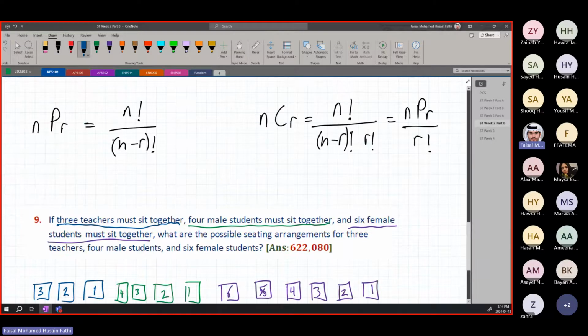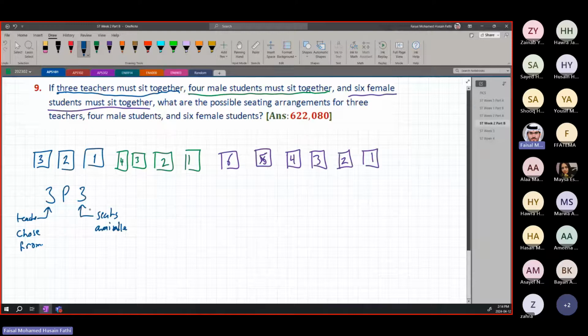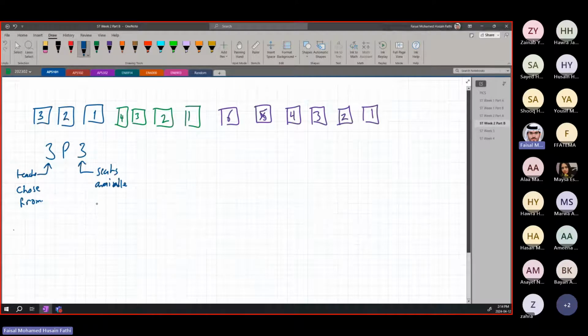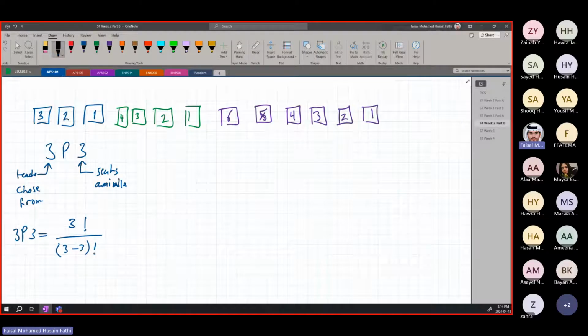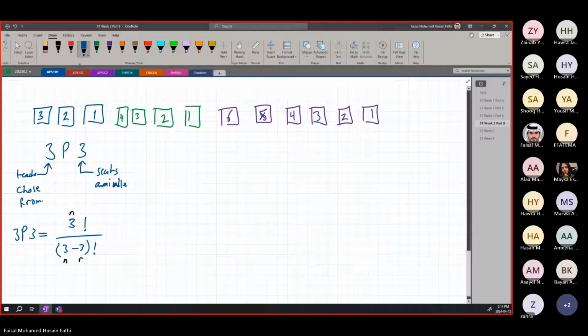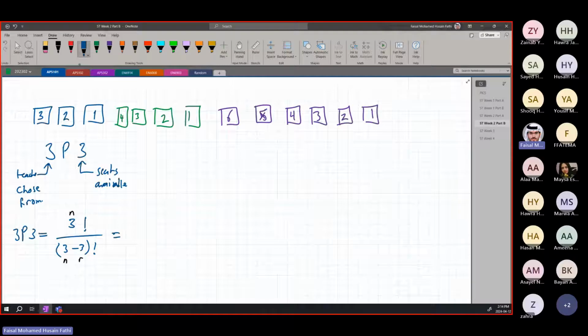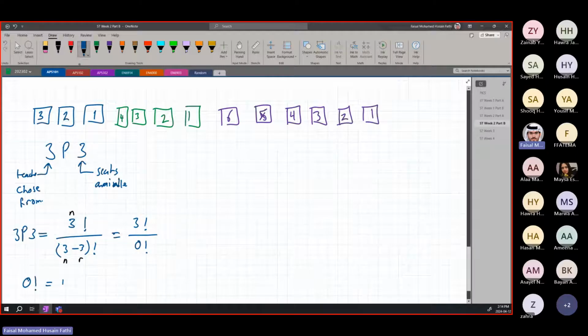If you notice, if we apply this equation now here, this is going to be 3p3 is equal to n factorial, n is 3 factorial, over 3 minus 3 factorial. Remember, this is n, this is r, this is n, okay? I'm just going to explain this equation one time, and then I'm not going to be using the equation again. So if we write it again, it's going to be 3 factorial over 0 factorial. Remember that 0 factorial is equal to 1.